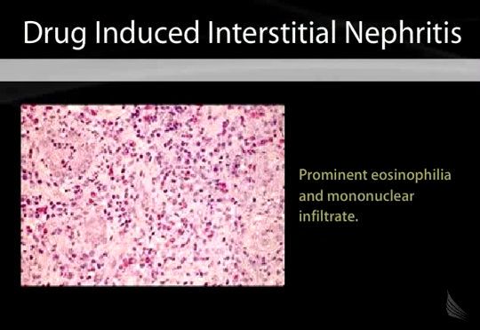What you see is an interstitial infiltration of a lot of eosinophils. You see all those eosinophilic cells there. Those are eosinophils that, along with lymphocytes, macrophages, and plasma cells, have infiltrated the interstitium of the kidney.